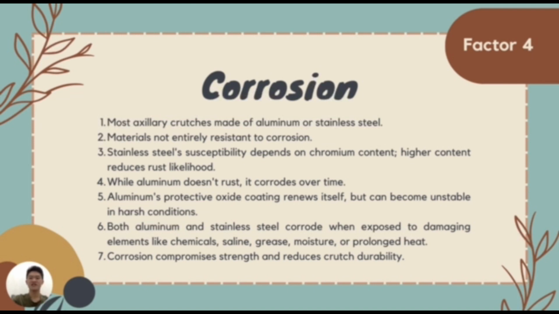Corrosion poses a significant challenge for axillary crutches, commonly crafted from aluminium or stainless steel. Although these materials are widely used, they are not entirely resistant to corrosion. The susceptibility of stainless steel depends on its chromium content, with higher levels reducing the likelihood of rust. On the other hand, while aluminium does not rust, it can corrode over time. The protective aluminium oxide coating renews itself, but exposure to harsh conditions can destabilize it. In both cases, prolonged exposure to damaging elements like chemicals, saline, grease, moisture, or heat leads to corrosion, compromising the crutch's strength and reducing overall durability. Addressing this corrosion issue is vital to ensure the longevity and performance of the crutches.